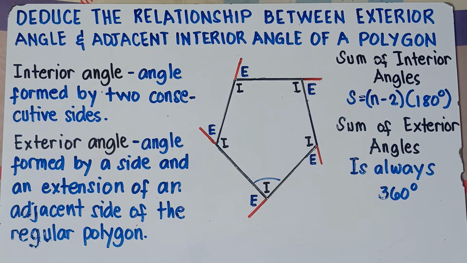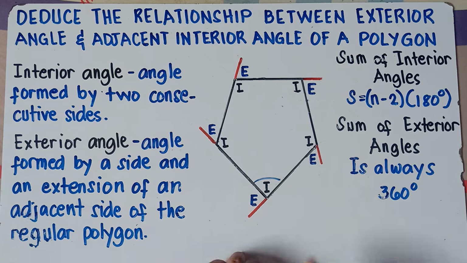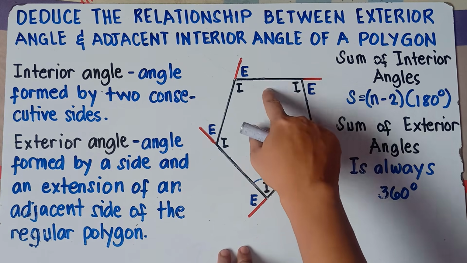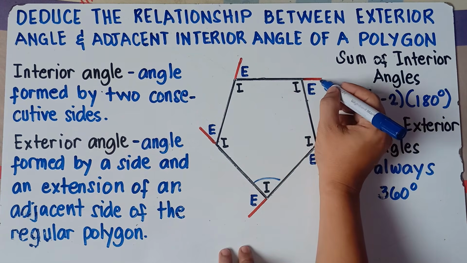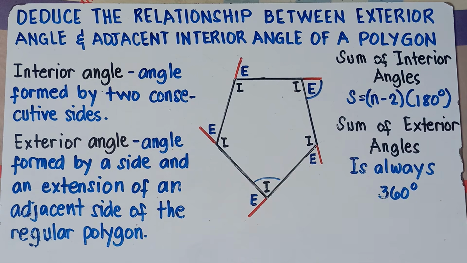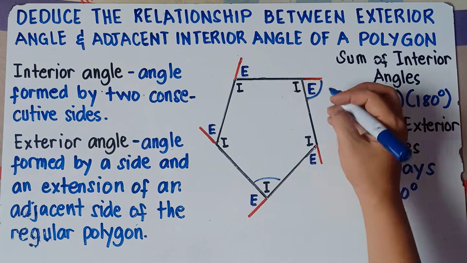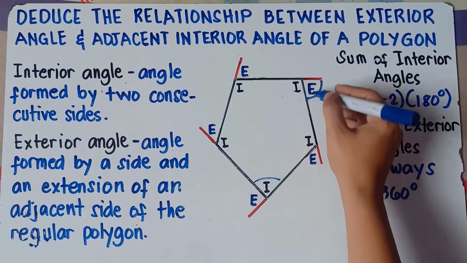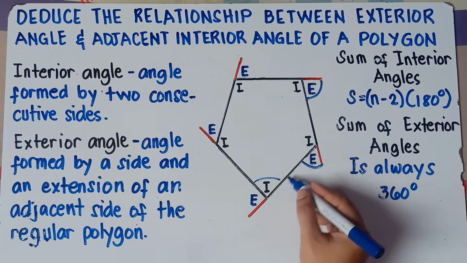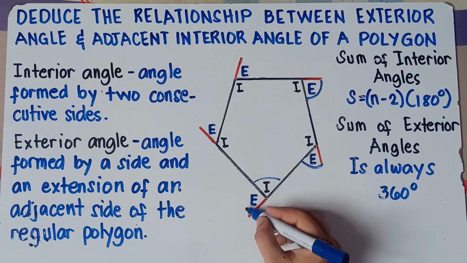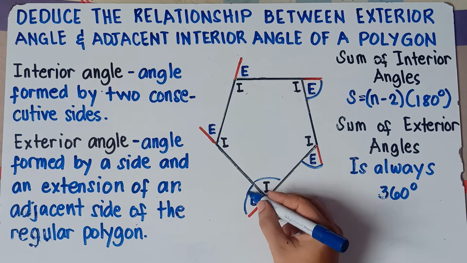Now let's talk about exterior angle. An exterior angle is an angle formed by a side and an extension of an adjacent side of a regular polygon. Let me explain that. If you have this first side and you extend it, you can form another angle, and this angle right here is what we call the exterior angle. Once again, extending the second side, or this line segment, you can form another angle, and this is also an exterior angle. Same with this one, extending the third side, you can form another angle, and this is the exterior angle.